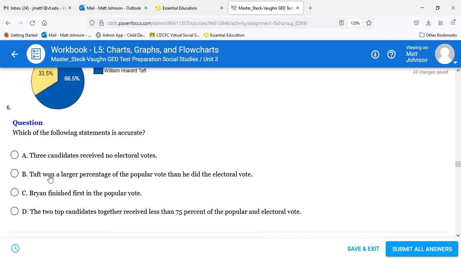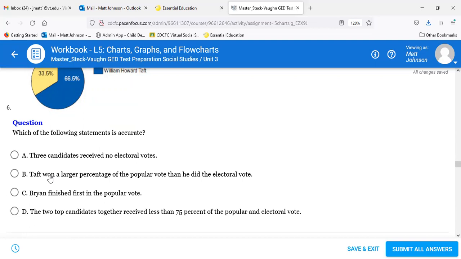It says, which of the following statements is accurate? A, 3 candidates received no electoral votes. B, Taft won a larger percentage of the popular vote than he did the electoral vote. C, Bryan finished first in the popular vote. D, the 2 top candidates together received less than 75% of the popular and electoral vote.